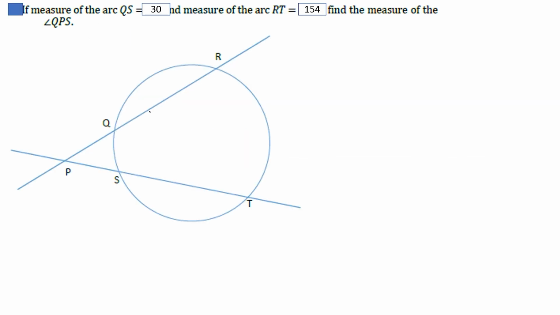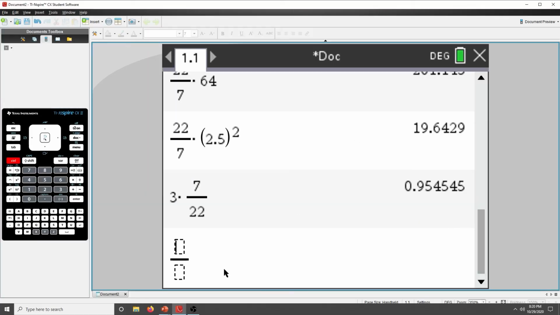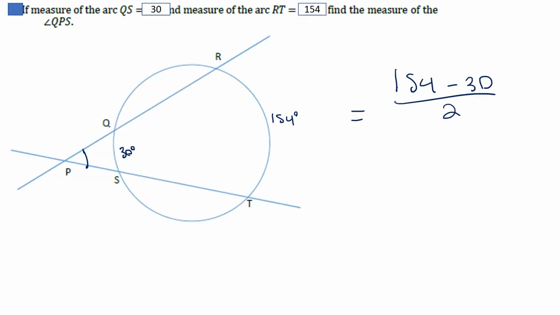If the measure of the arc QS, so this here, is 30 degrees, and the measure of arc RT is 154 degrees, find the measure of QPS, which is this right here. So we're going to subtract the smaller from the bigger and divide by 2. And we will get this angle here. 62 degrees is how big that angle is. And that's how you use that property.